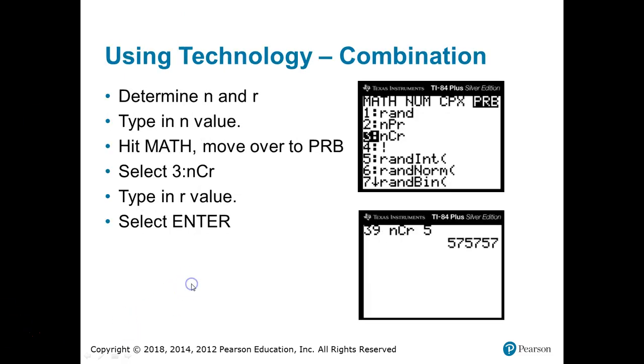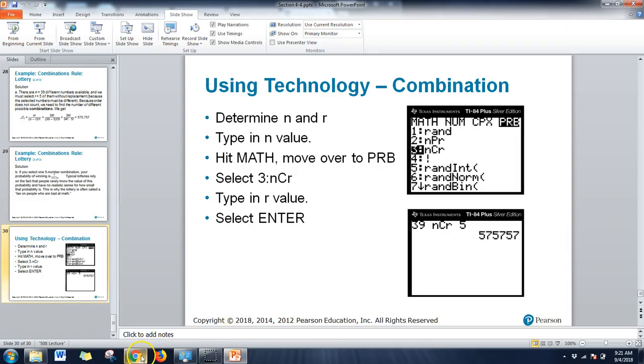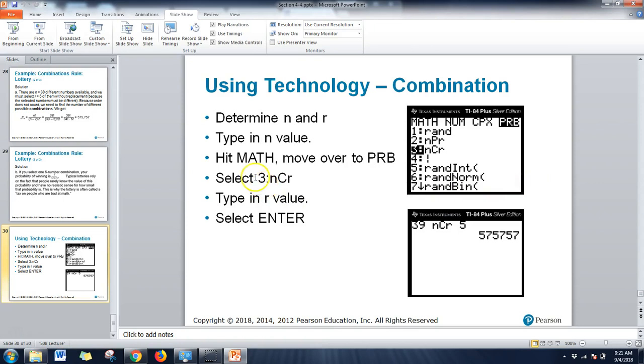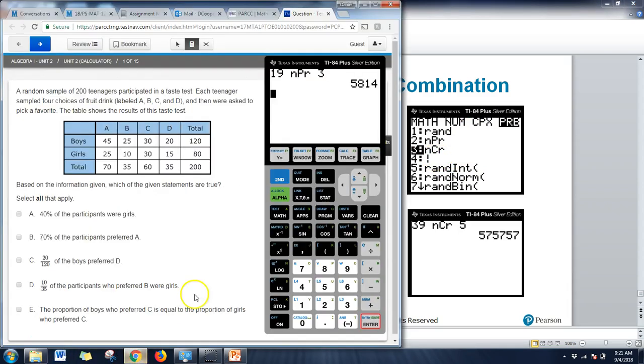So let me go back to my handy dandy calculator. And it's a very similar process. We are going to determine n and r, type in n, go to the same screen, and now we're just going to do 3. Then type in the r value, and then we're golden. So 39, math, go over to probability. We're doing combinations, and we're choosing 5. And that's it. That's how we get the answer.